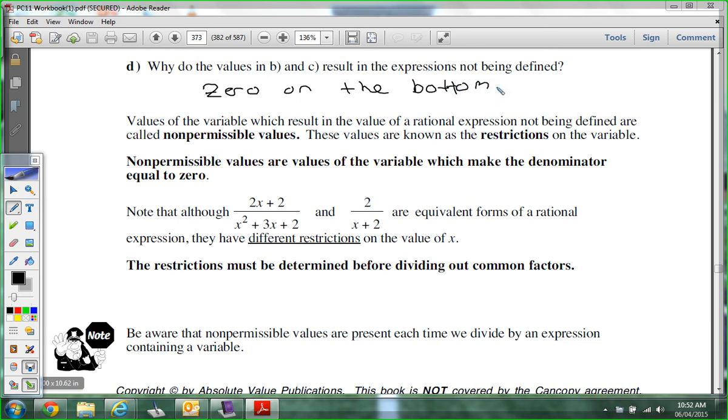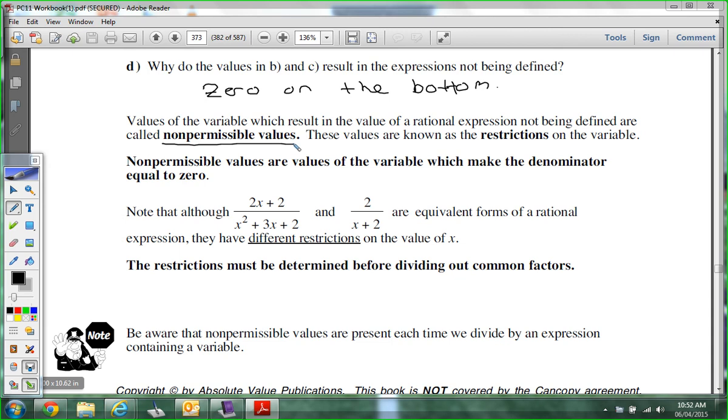Okay, simple enough. It says values of the variable which result in the value of a rational expression not being defined are called non-permissible values. So anytime you get a 0 on the bottom, that makes it non-permissible. So you have to pay attention to when you get what.